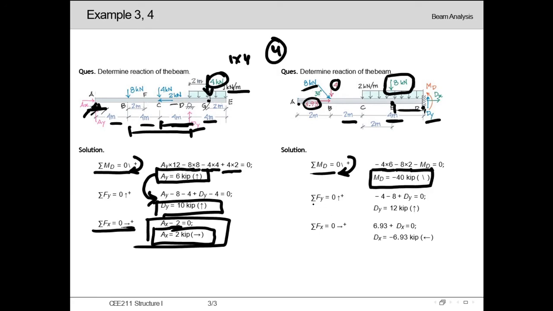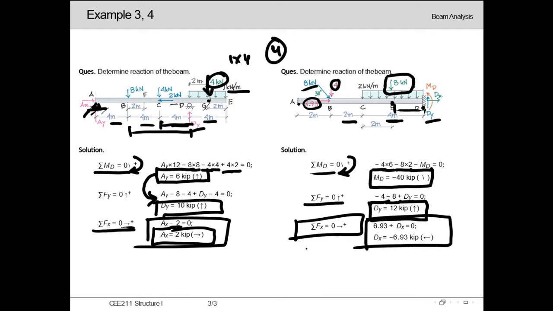Now applying summation of Fy equal to 0, we can see that 4 is acting downward, so minus 4, 8 is acting downward, so minus 8, and Dy is acting upward, plus Dy. From here we will be able to calculate the value of Dy, and similarly applying summation of Fx equal to 0, we will be able to conclude the value of Dx as minus 6.93 kip. In this way we will be able to calculate the support reactions or the beam reactions, which will be used in our later semesters to design a particular beam or a structural element.